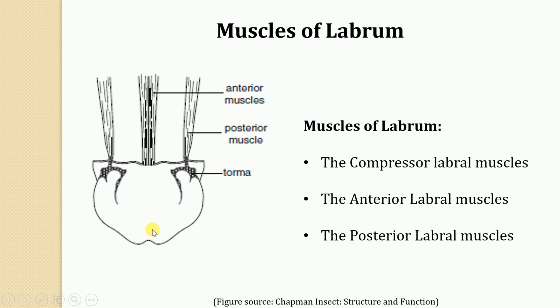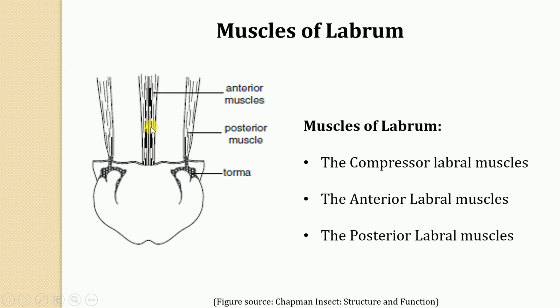So they are attached by one end on the anterior and by the other end on the posterior wall of the labrum itself. The compressor muscles bring about the retraction, prolongation, and contraction of the labrum. So this kind of movement is due to the first, that is the compressor muscle. Then the second variety of muscle is the anterior labral muscle. So here these are the anterior labral muscles.